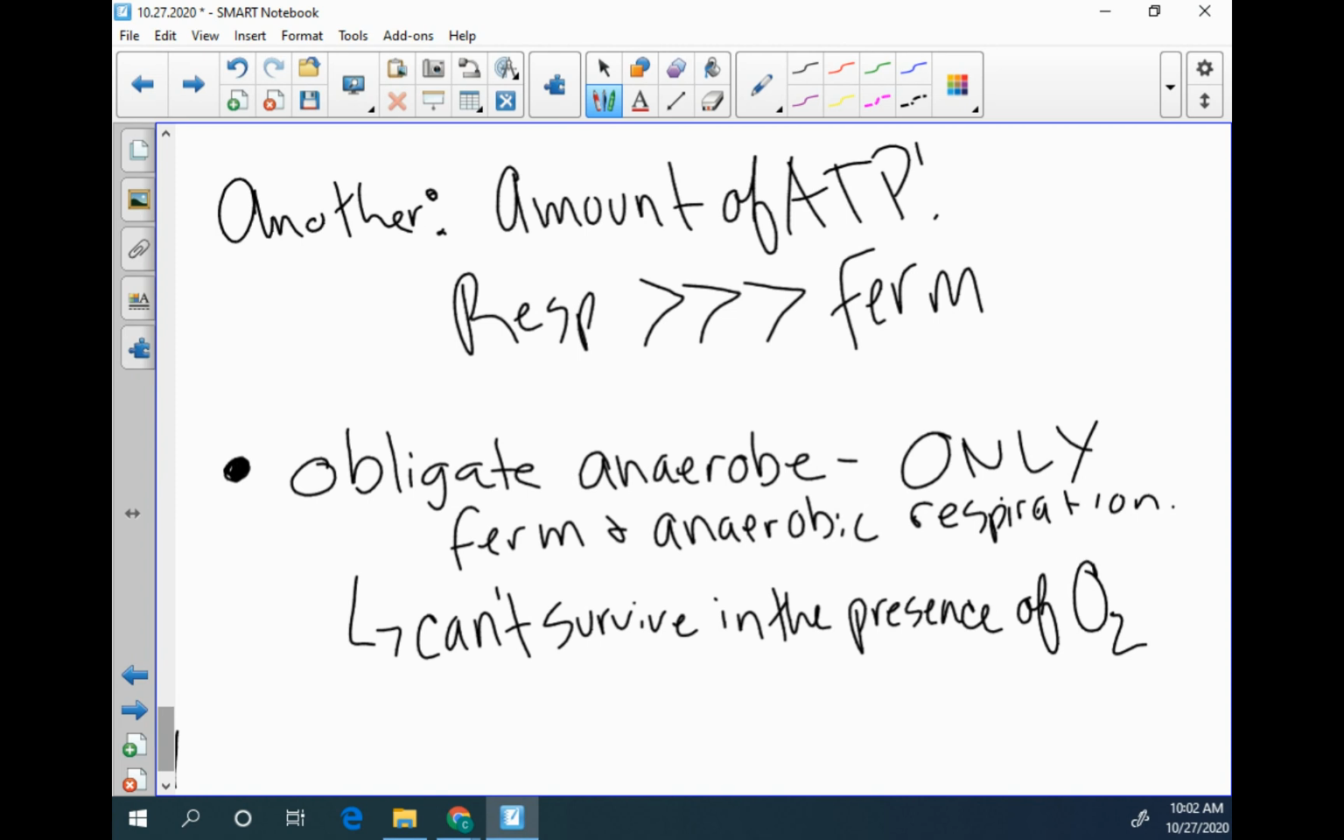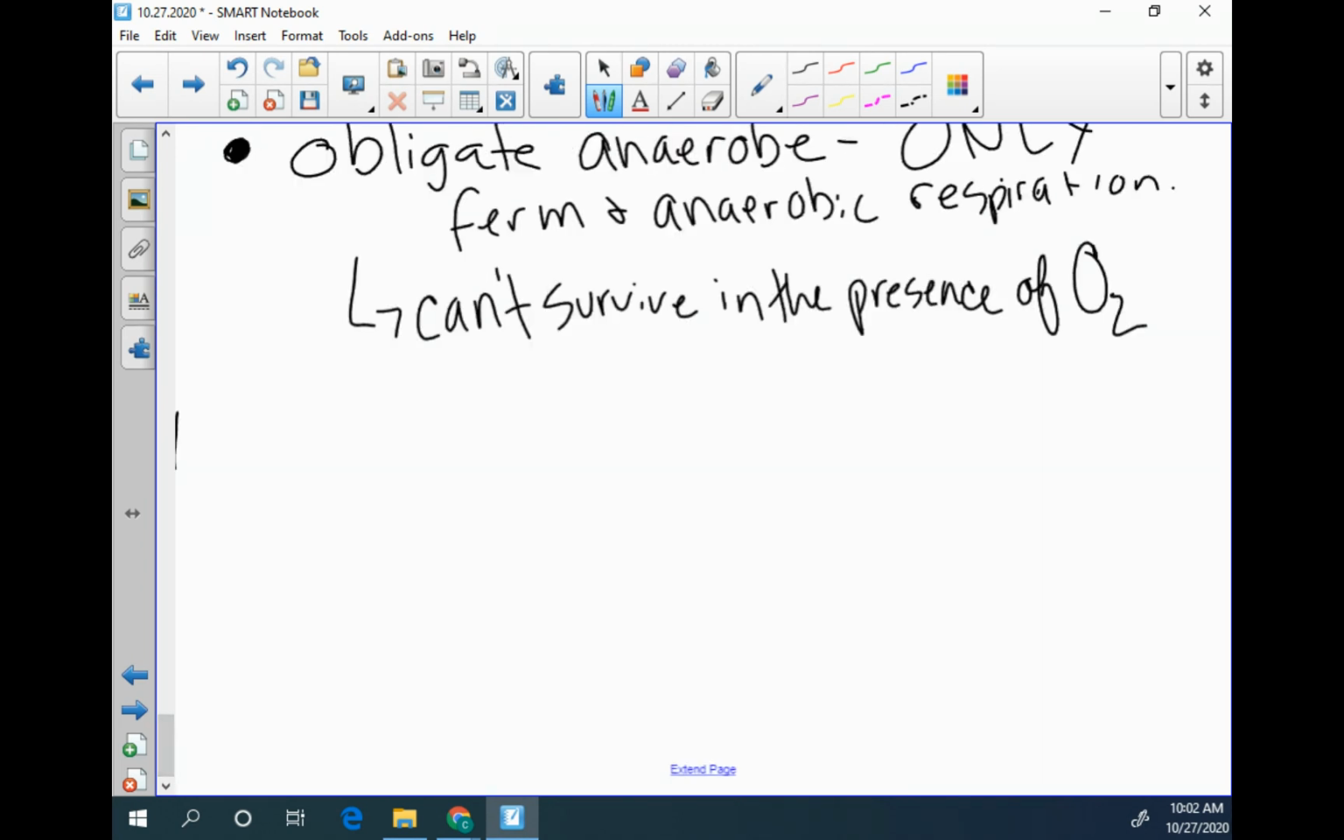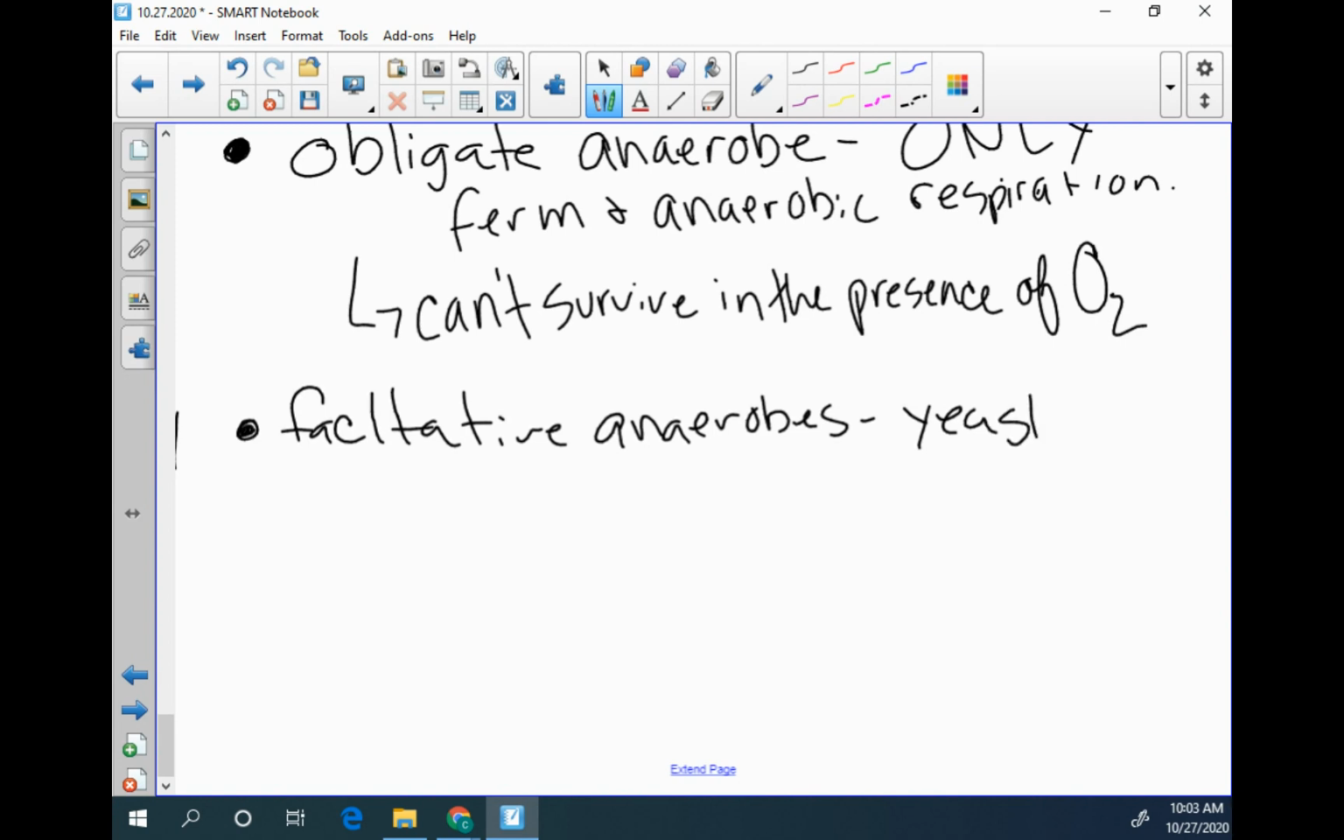So we've got obligate anaerobes, but we also have facultative anaerobes. This is like yeast and bacteria. These can use fermentation or respiration. So if they're in an environment with a lot of oxygen, they can carry out respiration just like us. But if they're in an area with no oxygen, they can carry out fermentation or anaerobic respiration.